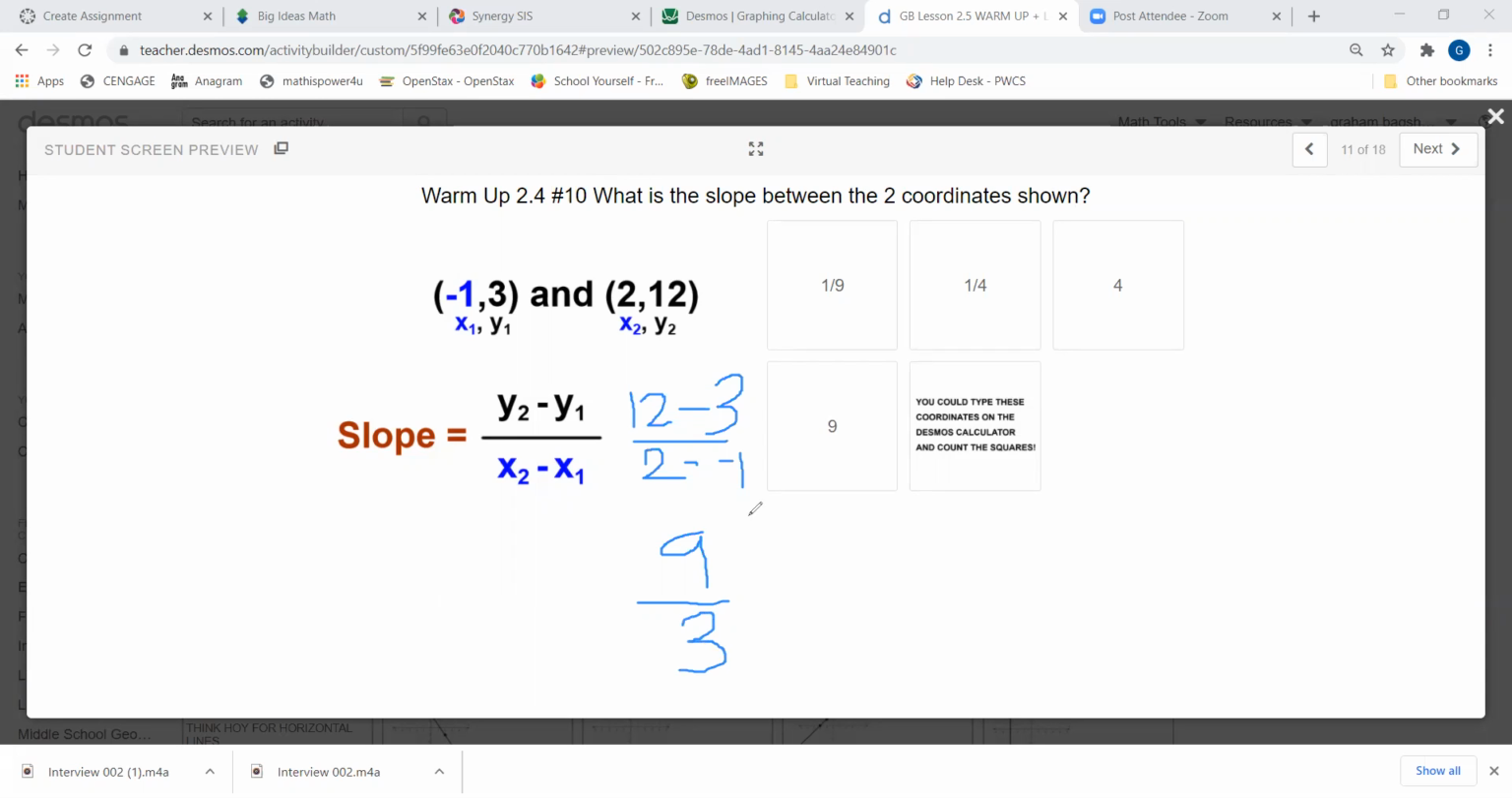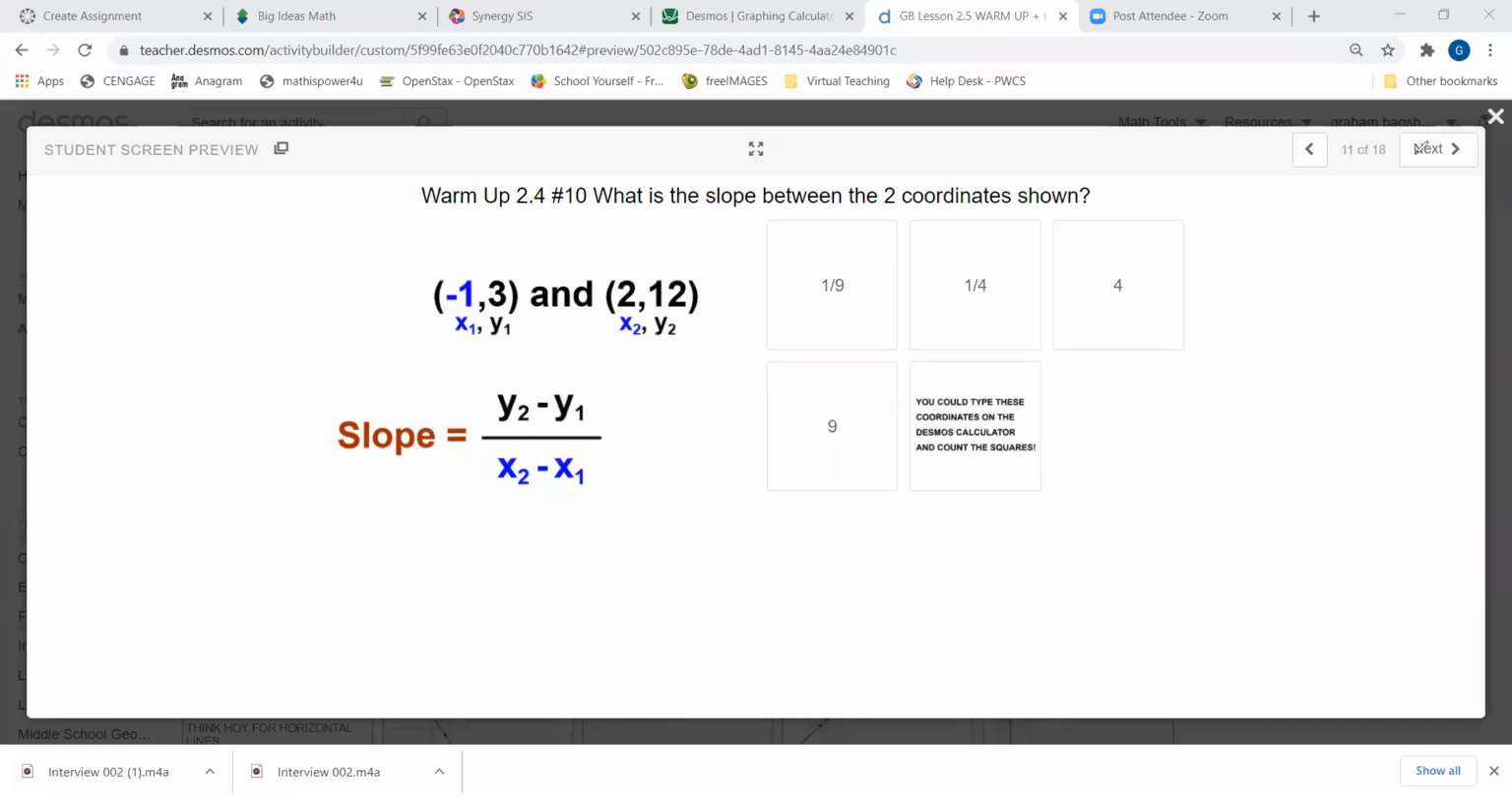And it looks like I got careless on this answer. So 9 divided by 3 is 3. So I'm actually going to need to change that answer. For some reason, I put 4 here. I'm not sure why I did that. I think I changed one of these numbers at the last minute. When you come to do this, you will see the answer 3, though. I promise.